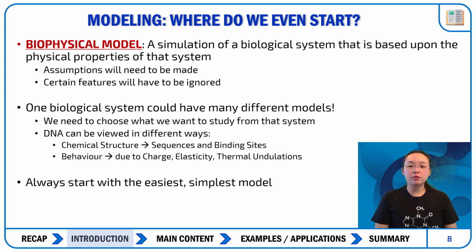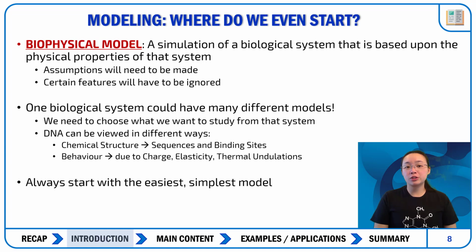But if we wanted to look at DNA's behavior, we then choose between different types of behaviors. It could be behaviors due to a charge, it could be behaviors due to elasticity, or even thermal undulations. So we can model DNA, number one, through different perspectives, and not only that, but we can model DNA or DNA's interaction in different mediums. So there are so many different ways to model something. It's up to us to try and figure out how best to do so.